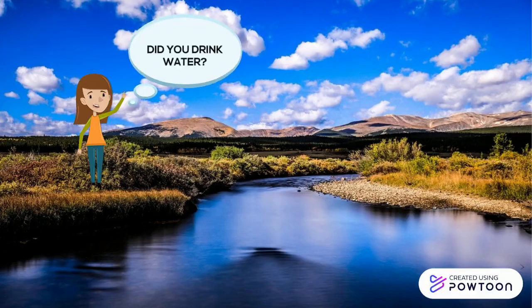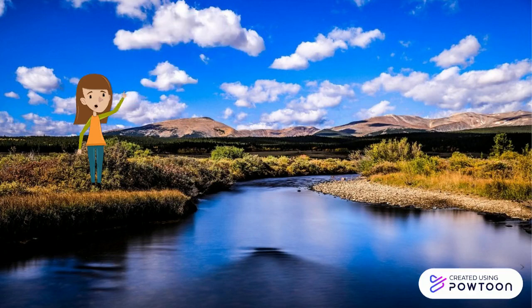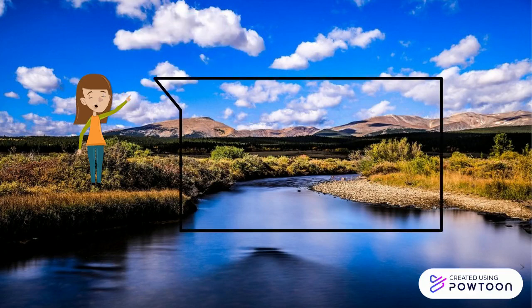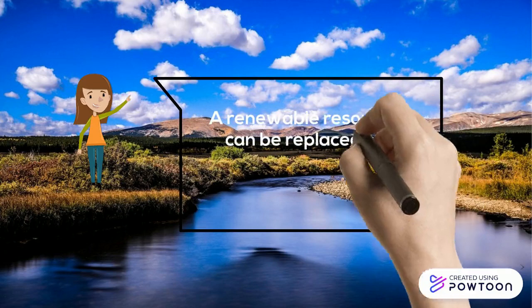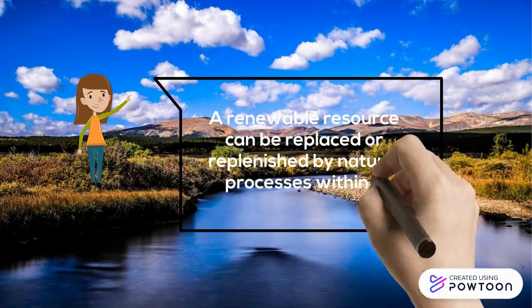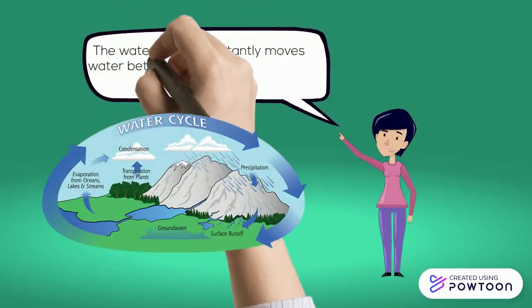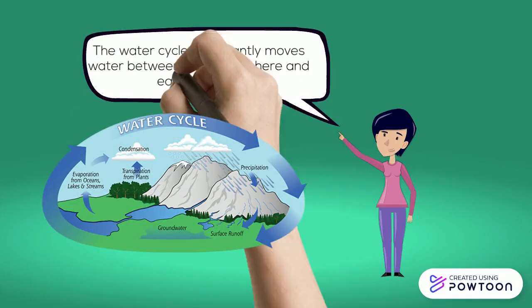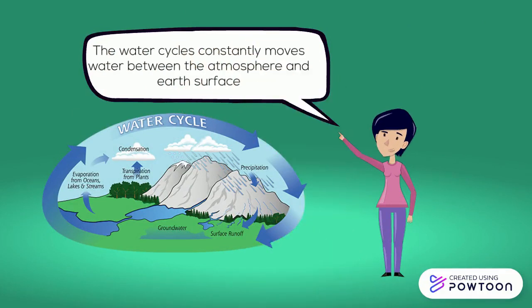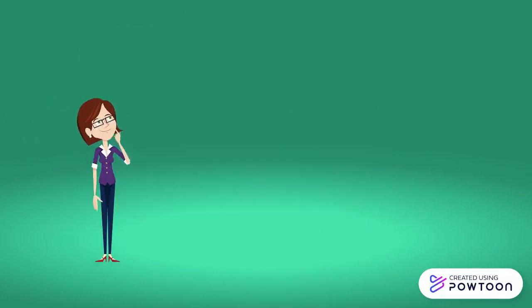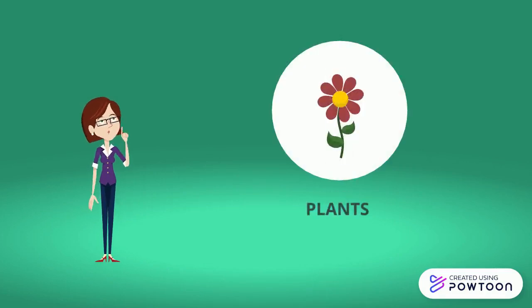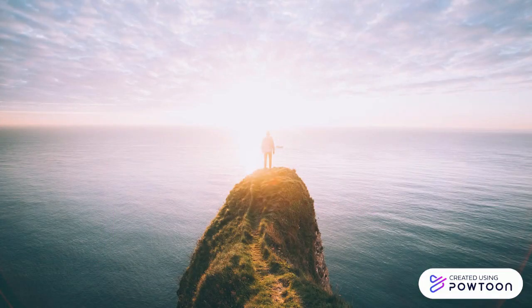Did you drink water? Water is an example of a renewable resource. A renewable resource can be replaced or replenished by natural processes within a relatively short period of time. The water cycle constantly moves water between the atmosphere and Earth's surface, so freshwater reservoirs are continuously recharged. Other examples of this kind of resource are air, plants, animals, and many more.